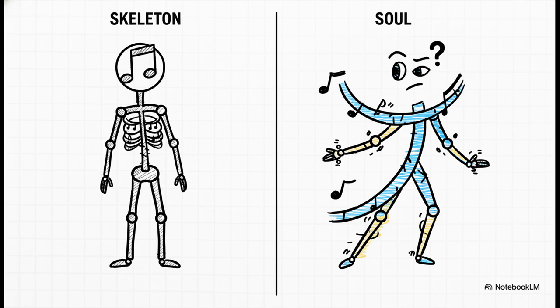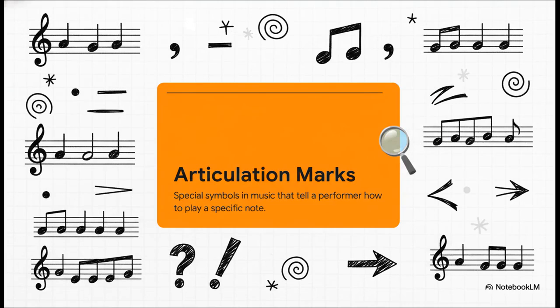Seriously. Think of the notes and rhythms as the skeleton of a song. It's the basic structure for sure, but it's not the whole thing. There's this whole other layer that gives music its personality, its emotion, its soul. And that secret layer, that's called articulation. These are all the little symbols that tell you how to play a note. They're what give the music its character, its emotion, and its life.